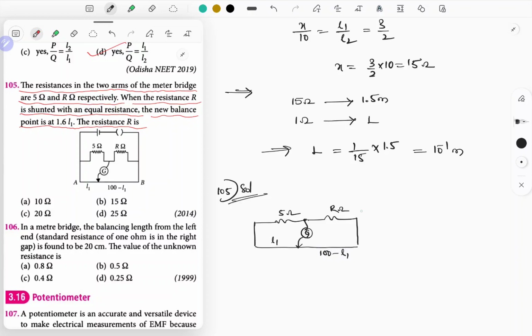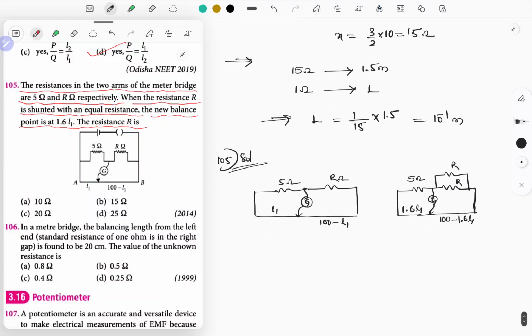If resistor R is shunted with another resistance of equal value, then this balancing condition is going to change. Balancing condition is going to occur at 1.6 times of L1, and the remaining length is going to be 100 minus 1.6 times of L1, and this is 5 ohm. This is R and R. That's what they said. This is case 2.